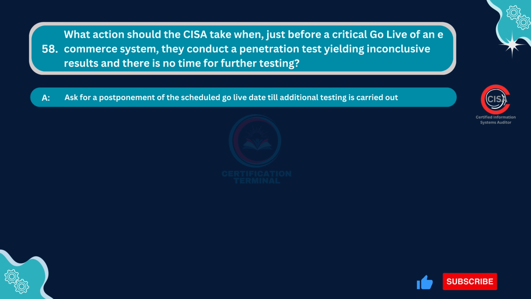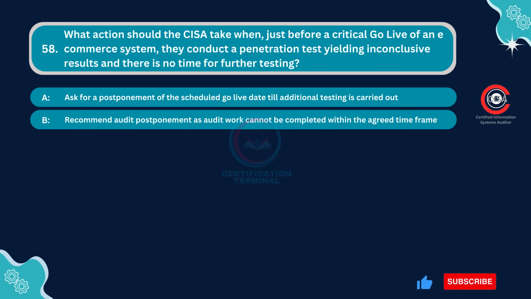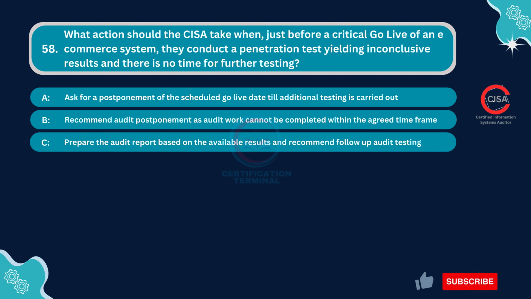Question number 58. What action should the CISA take when, just before a critical go-live of an e-commerce system, they conduct a penetration test yielding inconclusive results, and there is no time for further testing? Option A. Ask for a postponement of the scheduled go-live date till additional testing is carried out. Option B. Recommend audit postponement, as audit work cannot be completed within the agreed time frame. Option C. Prepare the audit report based on the available results and recommend follow-up audit testing. Option D. Prepare the audit report without published evidence of inconclusive testing. The correct answer is Option C.